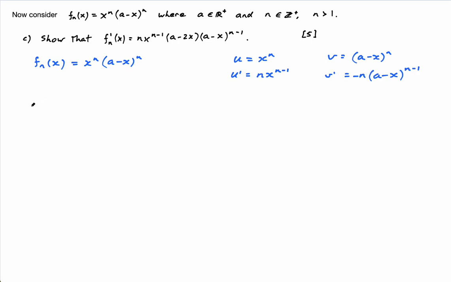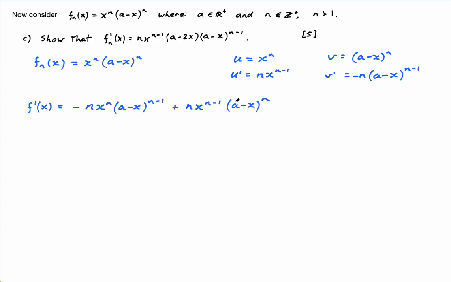Okay, now I can write down the derivative. F dash of x is equal to this times this plus this times this. So this times this is minus n x to the n a minus x to the n minus 1 plus this times this, which is n x to the n minus 1 times a minus x to the power of n. Okay, so this is the derivative. Probably 2, maybe 3 marks for this bit alone. Check the mark scheme after.